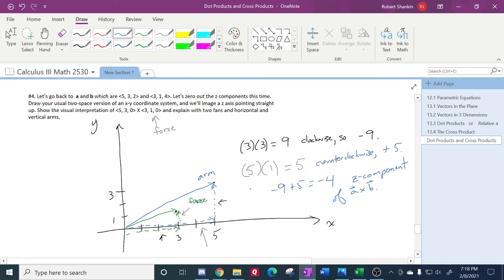Okay, and now notice the z component of A cross B is the amount of rotation in the xy plane. It's really strange. The xy plane we're measuring is the floor. The z component is straight up, or in this case straight down, because it's -4. So using the right hand rule, from the arm to the force, we wind up going straight down rather than straight up.